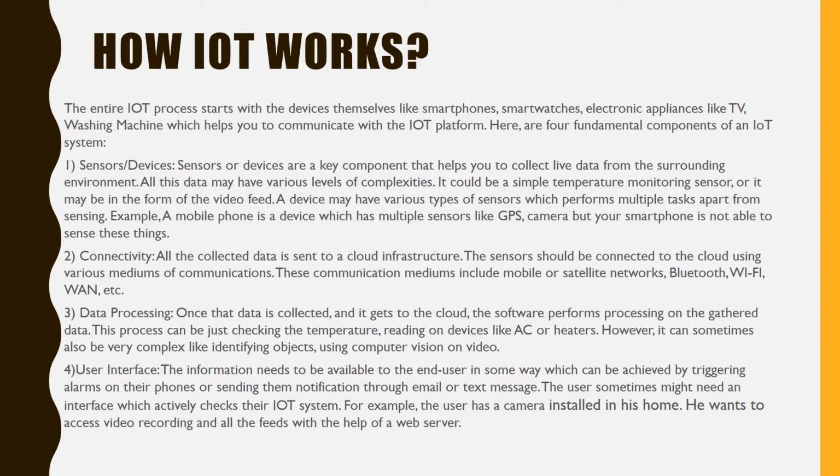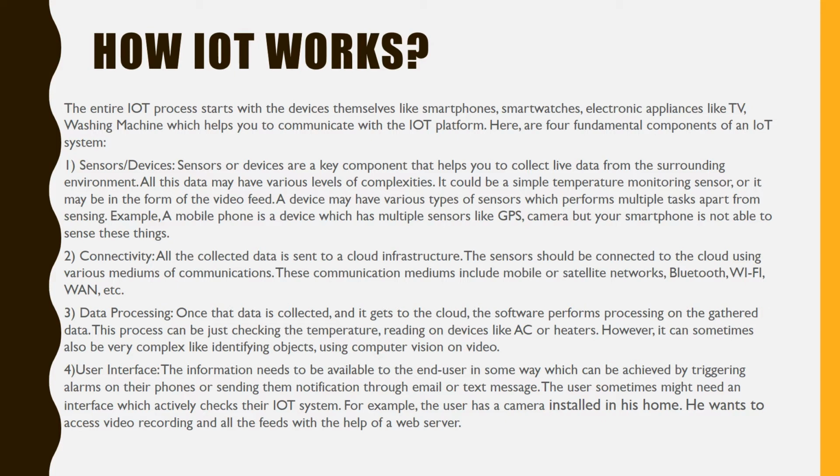Then secondly, it needs connectivity, the connectivity to some other device or to the network. All the devices which are connected through internet need an internet connection. Mind you, any device which is an IoT device cannot function offline. 24 by 7, it needs to be connected to the internet so that it can be operated from anywhere.